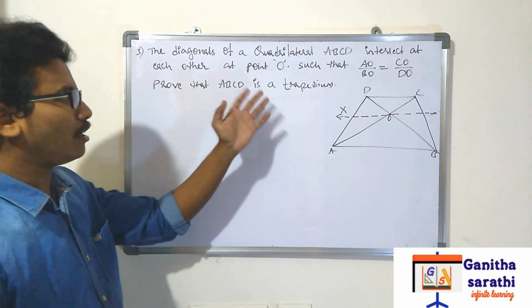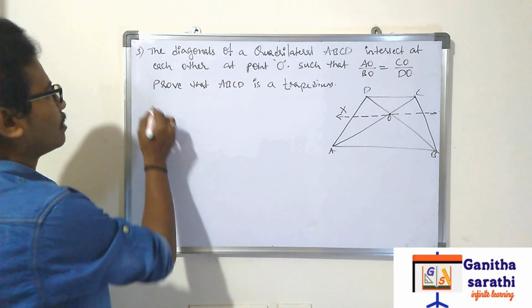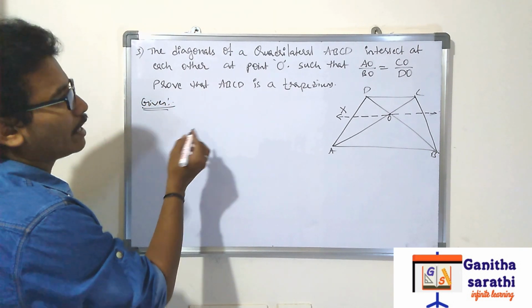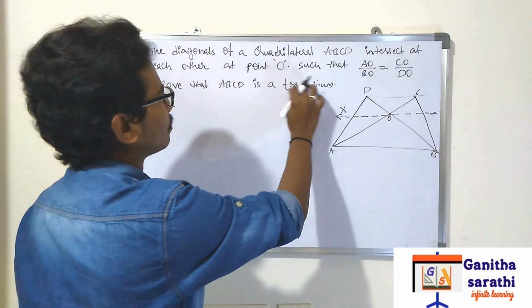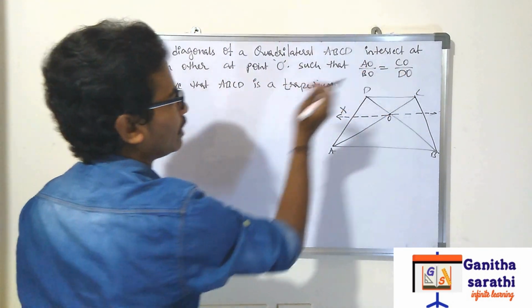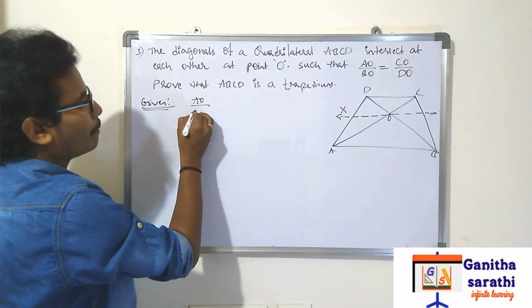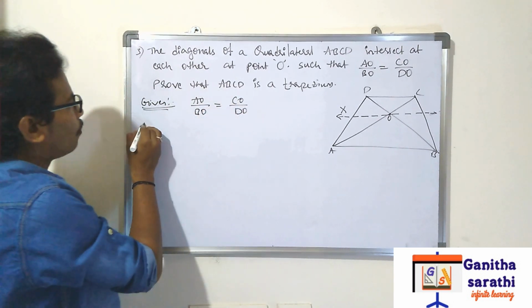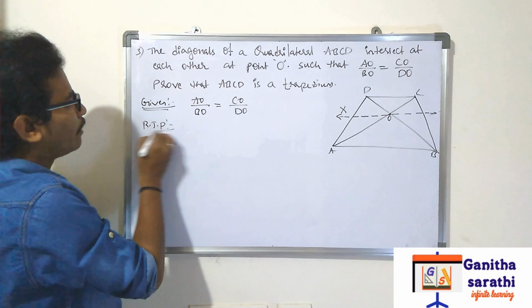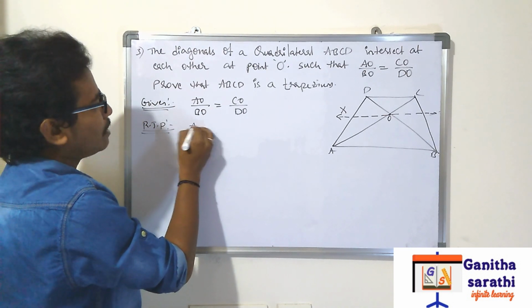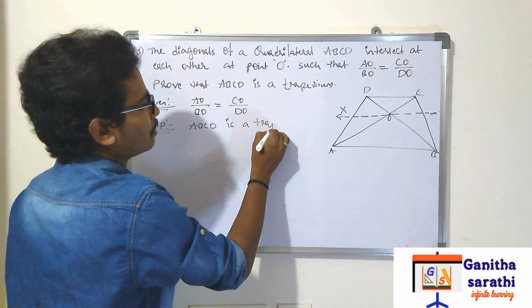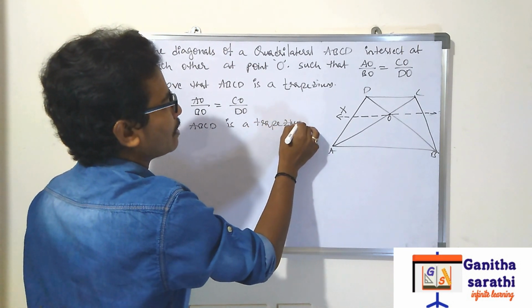We have to prove what? ABCD is a trapezium. So what is given? I am not writing all the information, you should write it. Just I am writing the main information. What is the given point? Exact point is AO by BO is equal to CO by DO. Now what we have to prove? Required to prove is ABCD should be a trapezium. What is the property of trapezium?